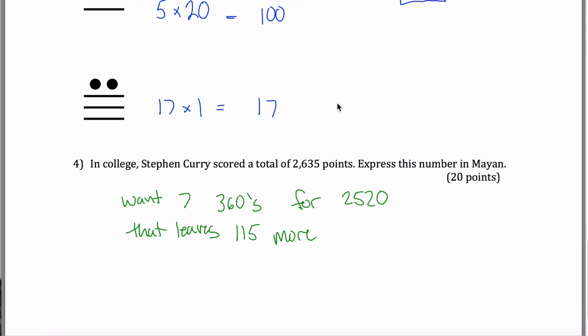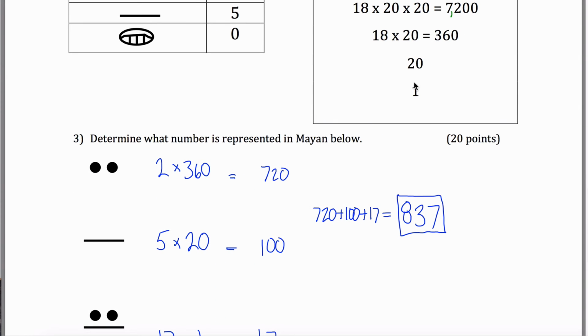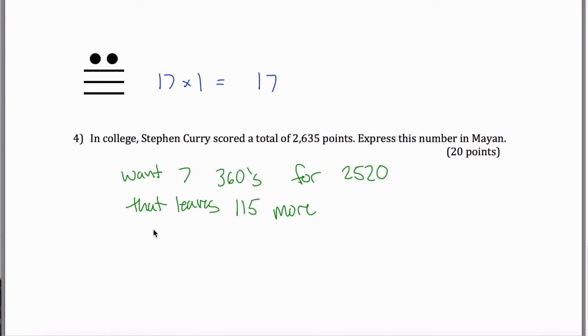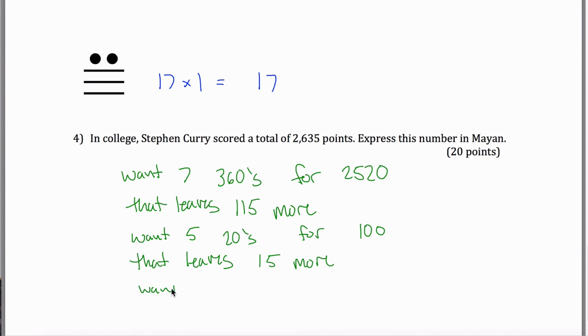And how am I going to represent 115? Well, that's just going to be a whole bunch of 20s. How many 20s? I want 5 20s, which will give me 100. And that leaves 15 more. So I want 15 ones.